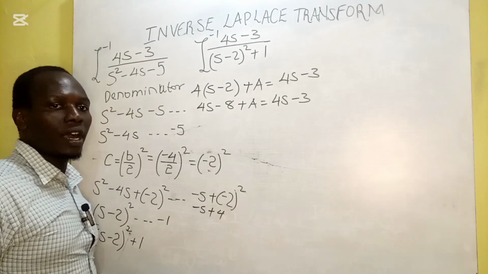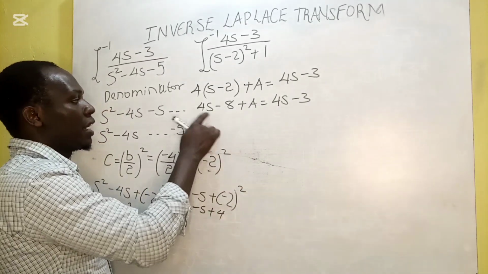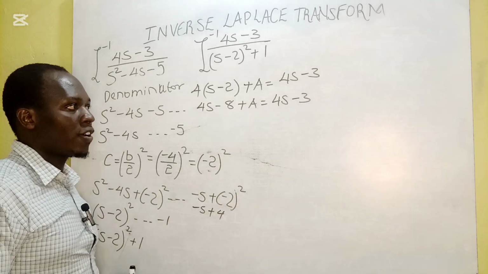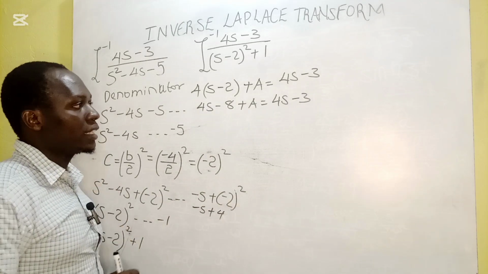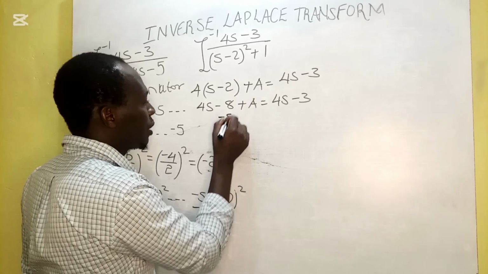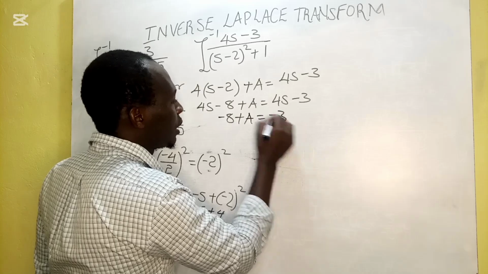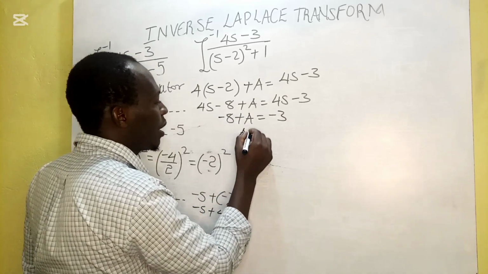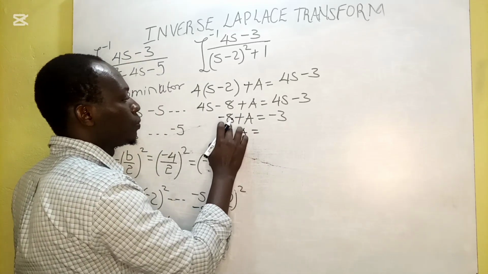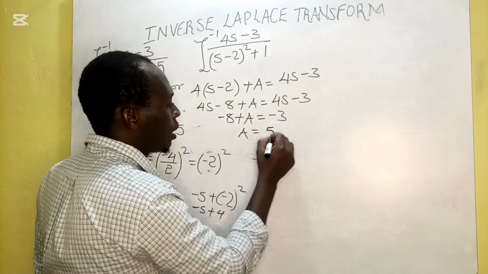Here we are having a positive of 4s, and here we are having a positive of 4s. When you collect those terms together, they are going to cancel out, and we will be having negative 8. We add a is equal to negative 3. A is equal to, when we take this 8 to the other side, we are going to have a positive of 5.